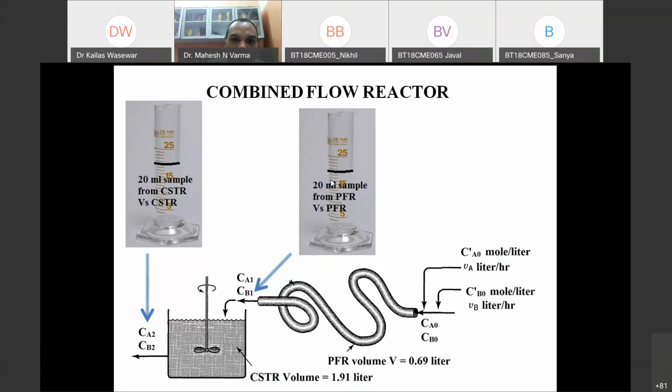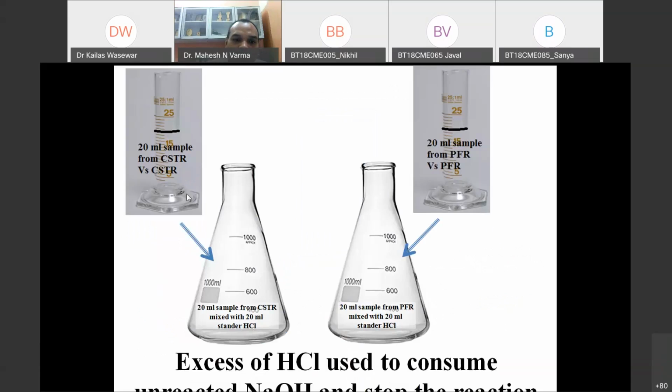Say 0.1 normal NaOH and 0.1 normal ethyl acetate, this reaction is still going on here. So to know the performance of this PFR, I need to stop the reaction. I know the input concentration; it can be estimated and it is given. For the output concentration, as soon as the fluid is coming out from this PFR, we need to stop the reaction. So how to stop the reaction? I will consume the remaining amount of NaOH here.